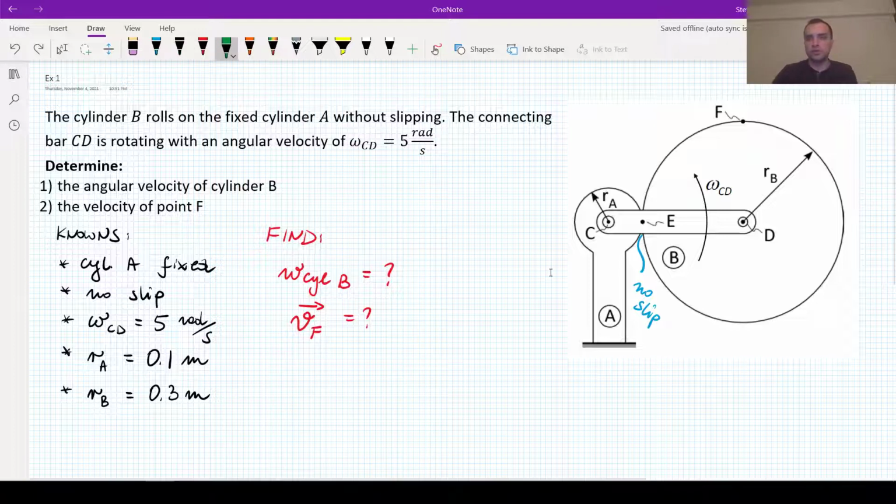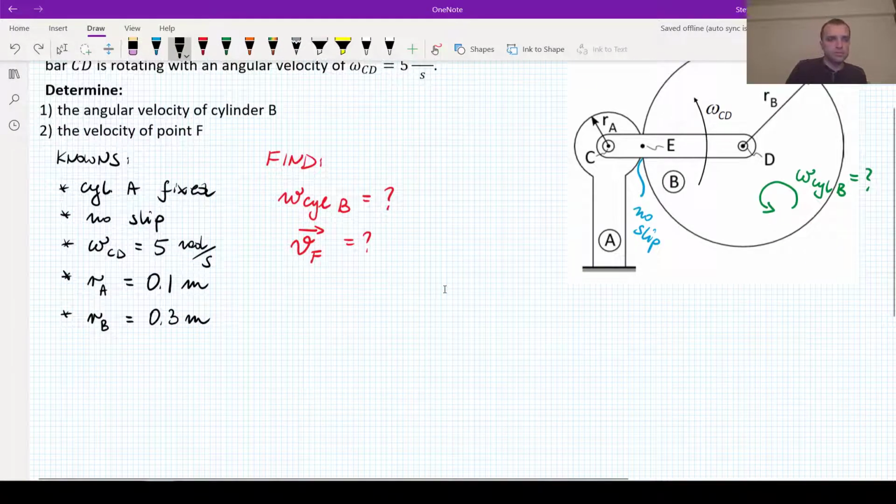So we can already assume it. Let's assume that it is rotating in a positive direction, so it will be this direction. This is omega cylinder B, and this is unknown. And they also ask us to find the velocity of this point. By the way, if I don't know the angular velocity of a certain body, I usually assume that it rotates in a positive fashion, so counterclockwise.